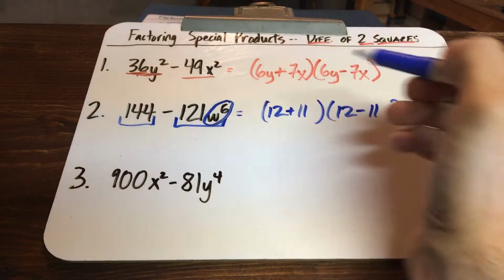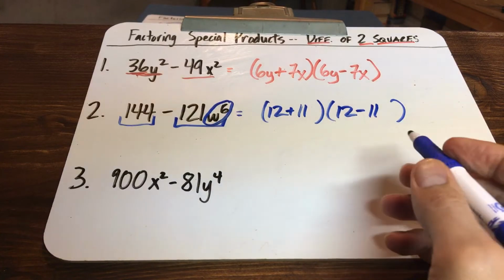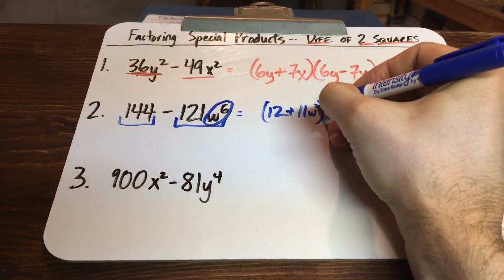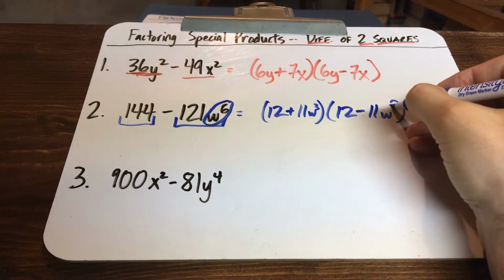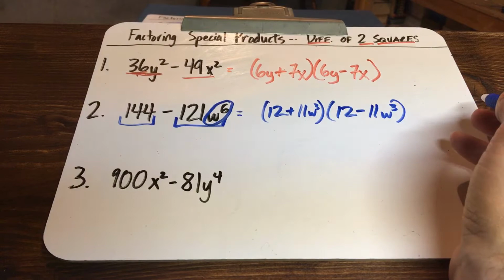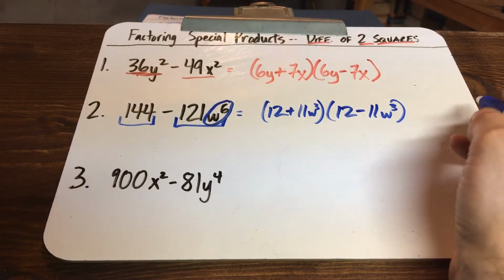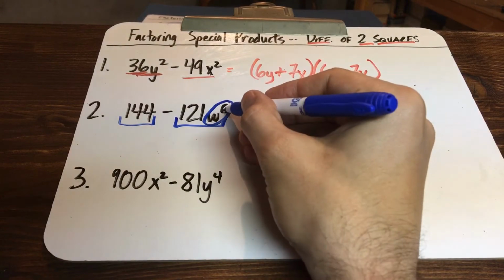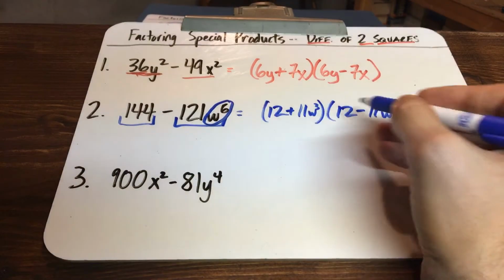W to the 6th. How do I get w to the 6th? It's got to be 3 and 3, right? For the exponents, you just cut them in half, 3 and 3. You don't actually do the square root of the exponents. You do the square root of the coefficients, the big numbers, but if you have an exponent, you just cut it in half, 3 and 3.